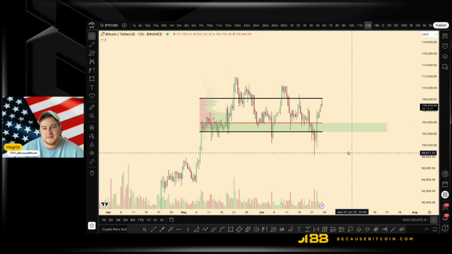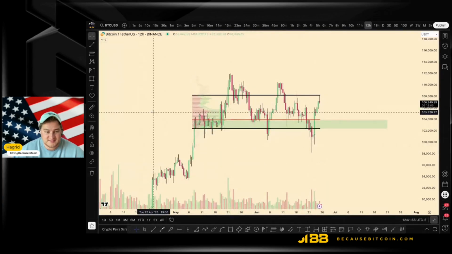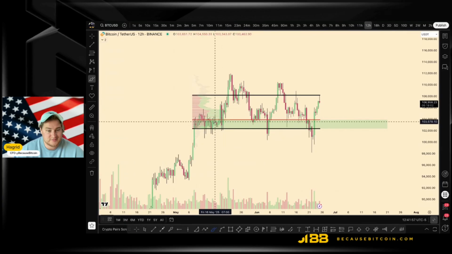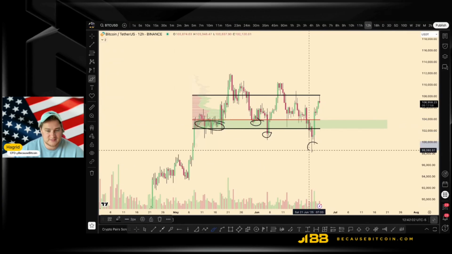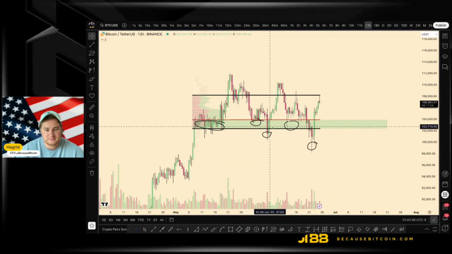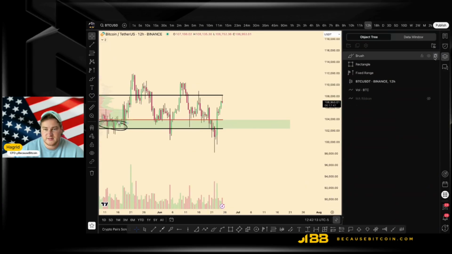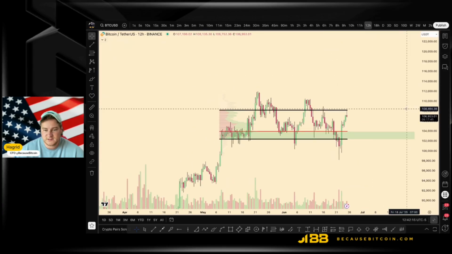Okay. Right. So as we can see, we have pretty good support in here, a lot of structure, a lot of bounces out of here, some deviations, of course, but overall, pretty good support, right between 102 to 104K for Bitcoin. Get rid of all that.